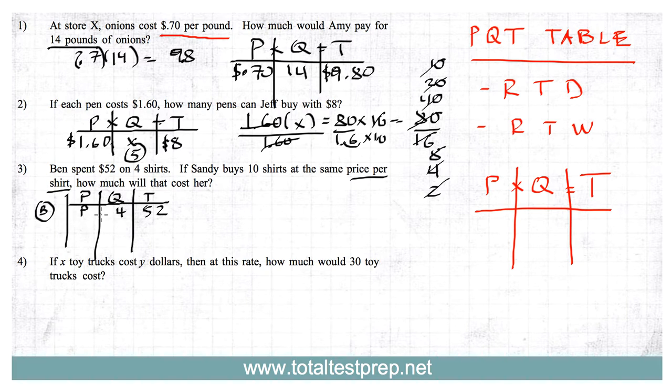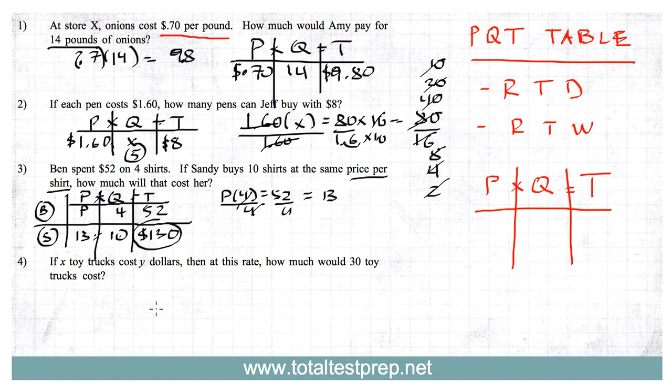What is the price? Well, again, price times quantity equals total. So we have P times 4 is equal to 52, and we divide by 4, we divide by 4. This gives us 13. So the price is 13. Now for Sandy, she buys 10 shirts at the same price per shirt. We've shown that P is 13, so the price per shirt is 13. How much will that cost? We want to know the total, and that's just again price times quantity equals total. If she's buying 10 shirts and each costs 13 bucks, she's going to spend 130 bucks, and that's our answer.